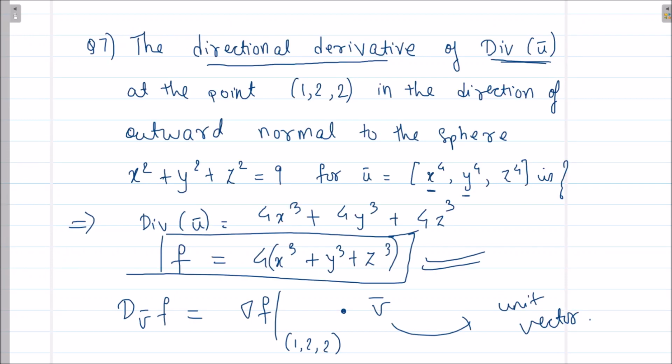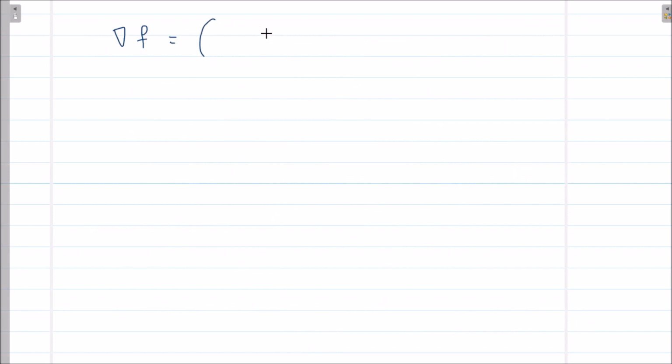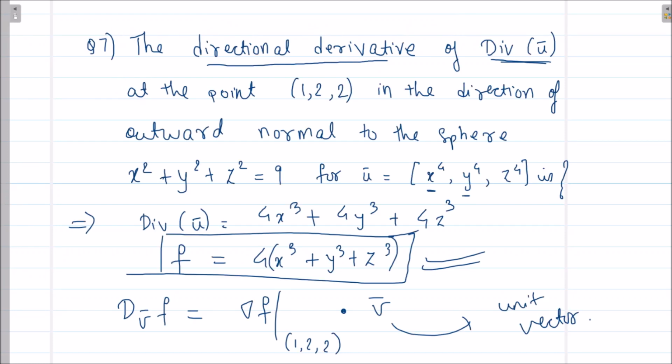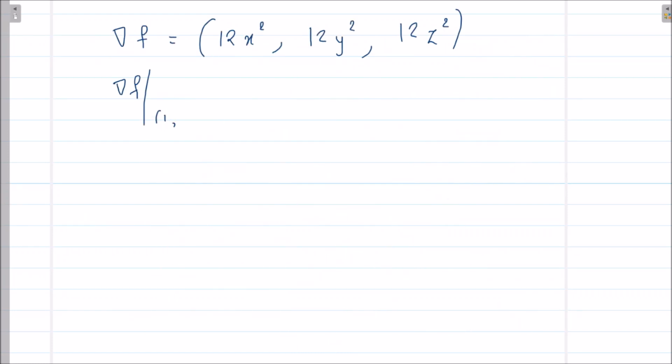It is nothing but the function with respect to x, y, z, so that is nothing but 12x square, comma 12y square, comma 12z square, right? Because 4x cube, the derivative is 12x square. Now what is grad f at the given point? The point given is (1, 2, 2). So this is nothing but 12, comma 48, comma 48. 12 fours are 48. So this is what the gradient of f is.